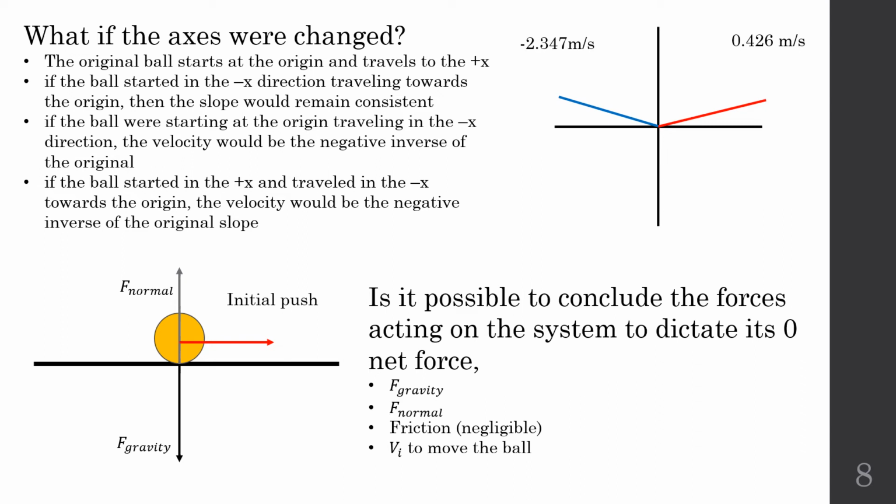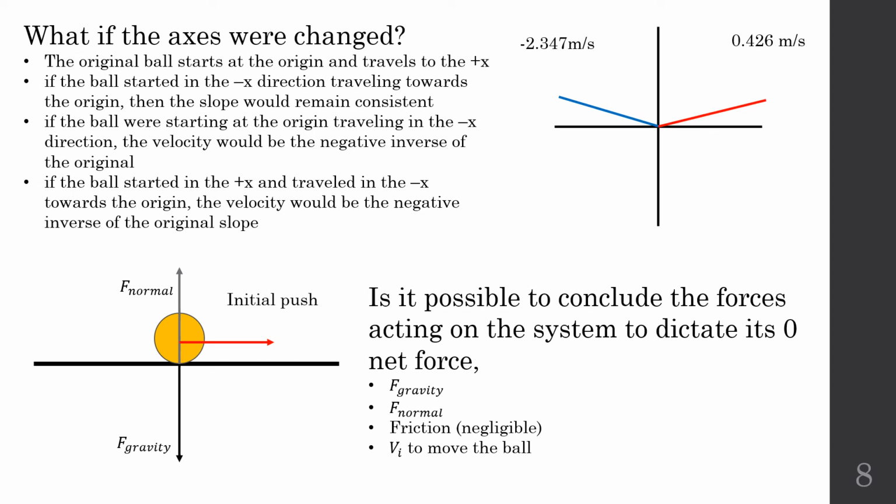But if the ball started at the origin and traveled towards the negative x direction, the velocity would have been the negative inverse of the original, which is found to be negative 2.347 meters per second. And that also applies if the ball had started in the positive x and traveled towards the negative x, which indicates it traveling towards the origin. The slope would have been the same as this.